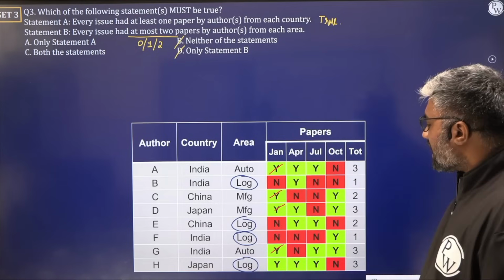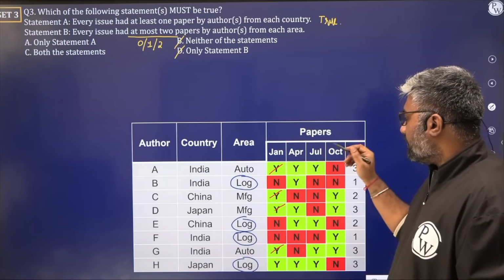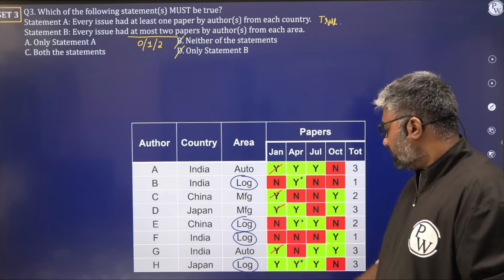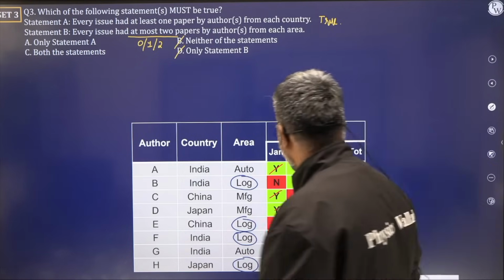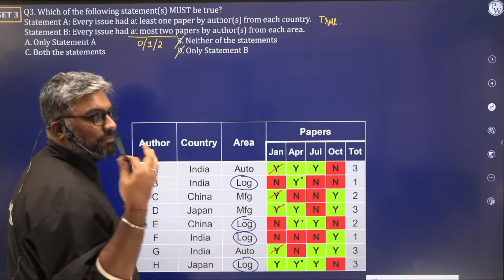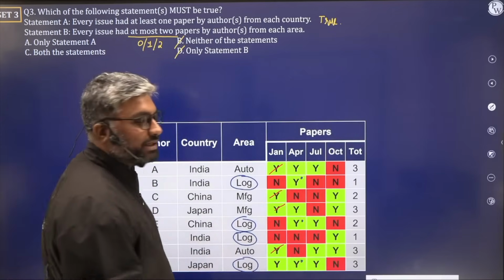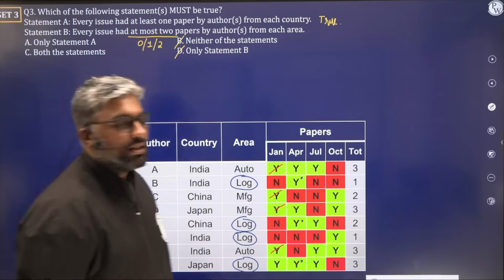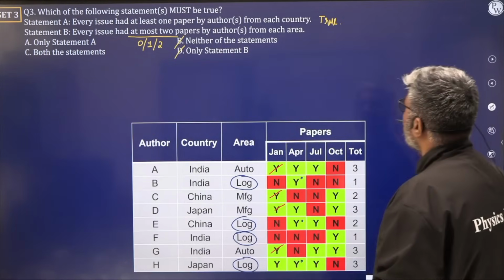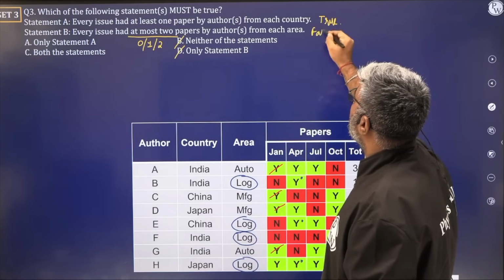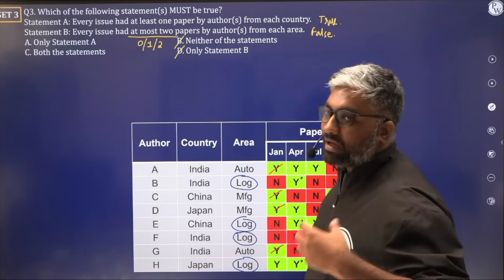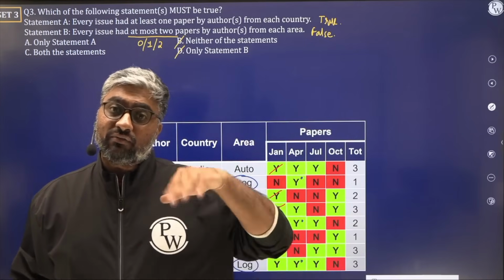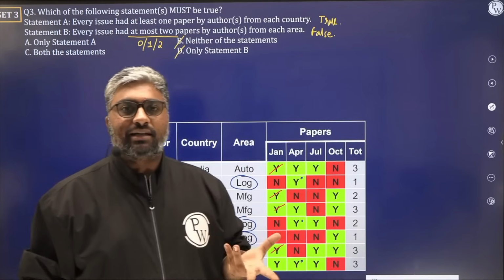So Jan is not it, for Jan this is true. Let's look at April now. We have 1, we have 2, we have 3. Bingo. Yes. So in April, 3 logistics papers were published, but what they are saying is that at most 2 should be there from each area. So this one is false. You see, the moment you turn around the statement, how the statement is presented in front of you, how you interpret it and draw an inference to answer, that's where the trick is, right?